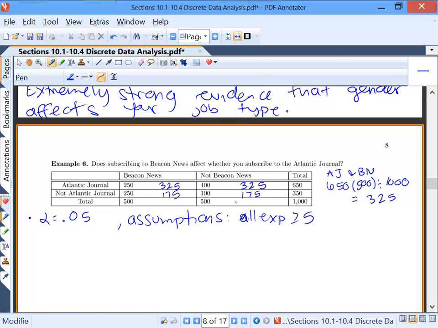So are all of my expected values at least 5? Yes? And just remember, double check yourself, do your totals add up? So like 325 plus 325, that does give me 650, so we're good. What would my null hypothesis be?